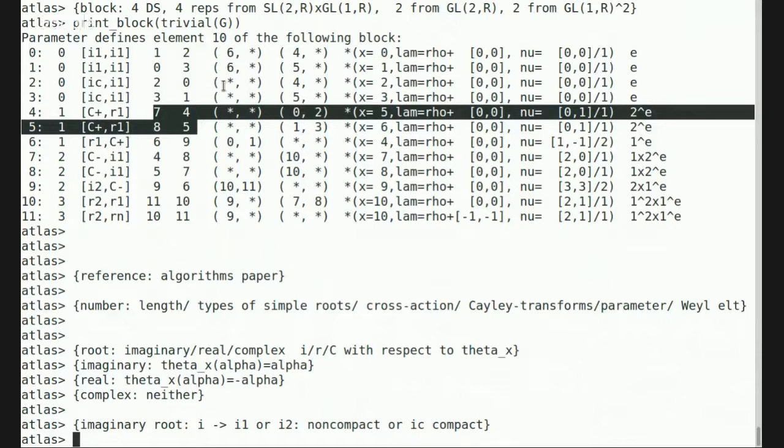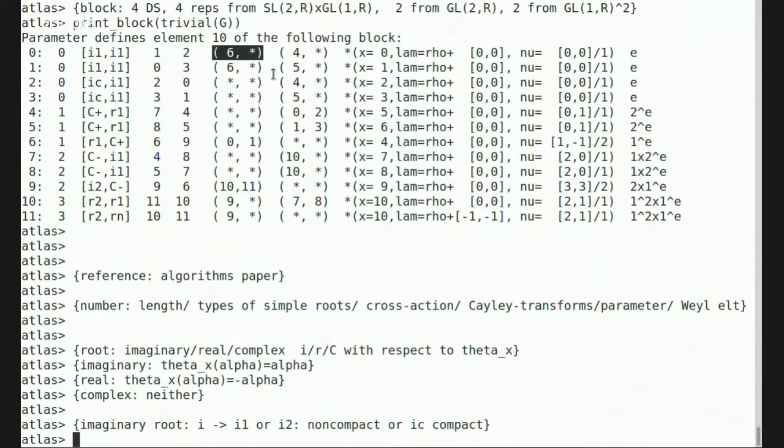This next two columns are, this one shows you the Cayley transform with respect to the first root, and this column shows you the Cayley transform with respect to the second root. And what that means is the following: well, a Cayley transform is not always defined.